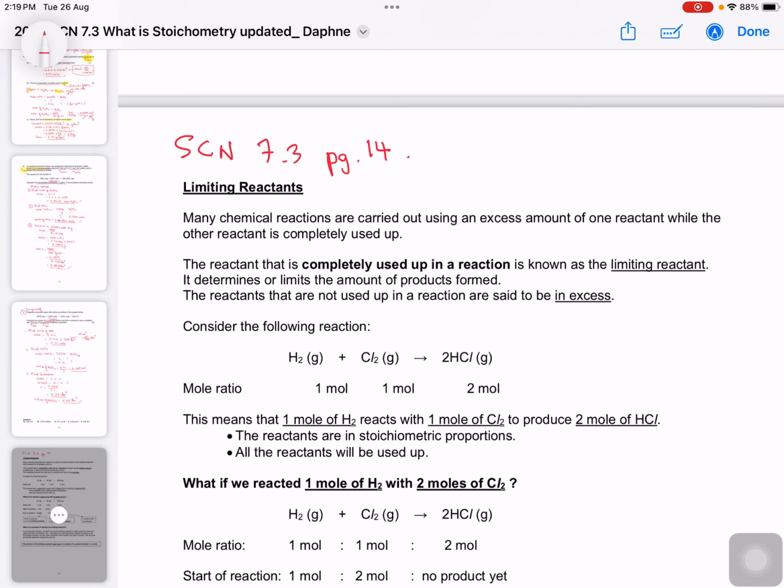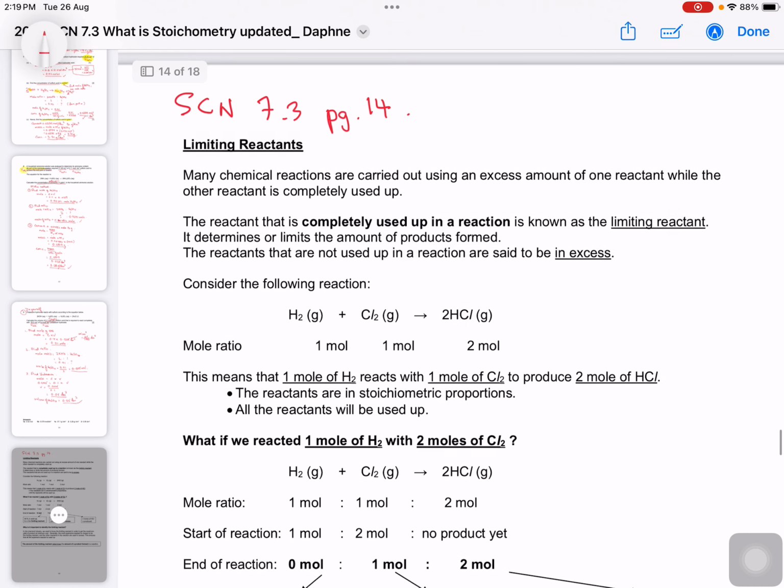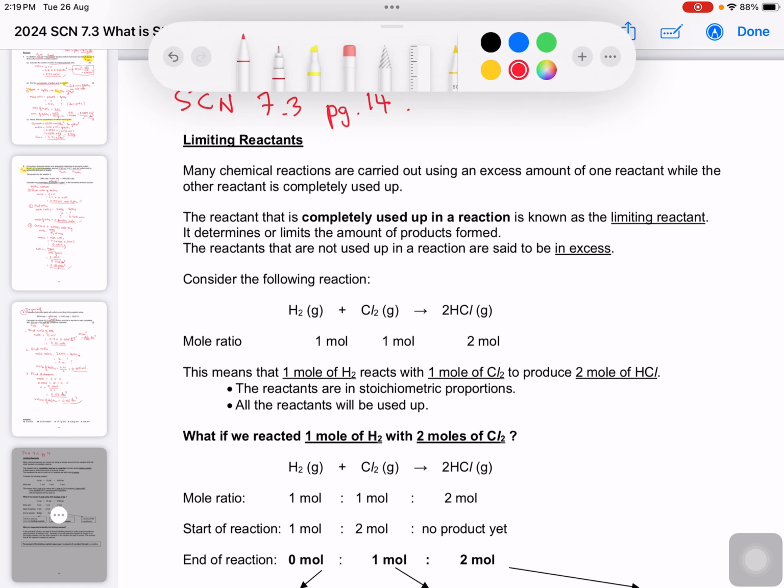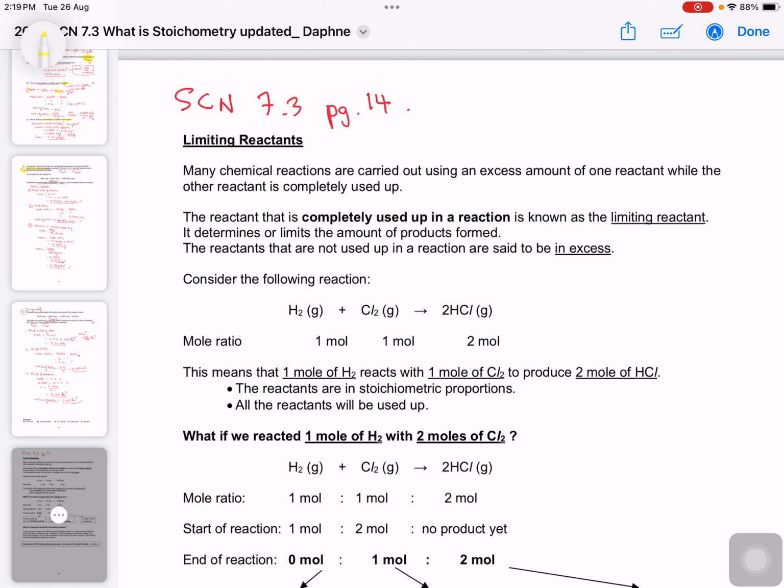Okay, now we're going to do the last part of the 7.3 worksheet. The last part is called limiting reactants. All right, limiting reactant means what?